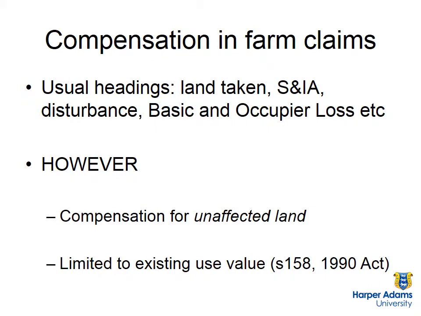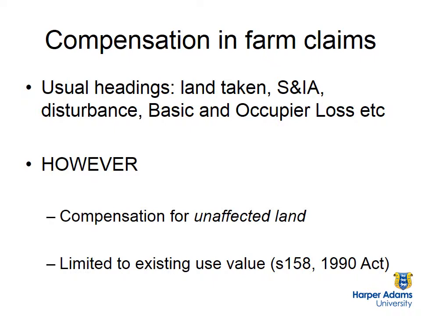Compensation in farm claims follows the normal headings, so the market value of land taken, severance and injurious affection if only part of the farm is being acquired, disturbance compensation for all the costs of removal, related trading losses and so on, and the basic and occupier loss payments which are due to farmers as well. There'll also potentially be a home loss payment if there's a house involved on the farm as well.